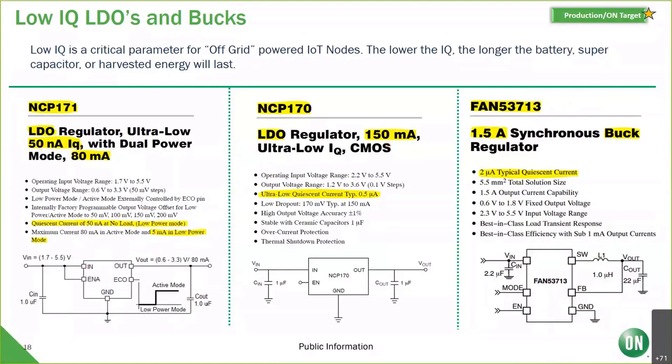Again, we've got the 170, which has a mission mode of twice that. The 170 goes 150 milliamps, and its IQ, quiescent current, is 500 nanoamps. And then we've got the 53713. So if your MCU or device wakes up and you need more power, you need an amp or an amp and a half, we've got this device, and it only sinks 2 microamps of quiescent current when its load is under 5 milliamps. So three really good solutions for the wake, sleep, duty cycling of battery-powered IoT edge nodes.